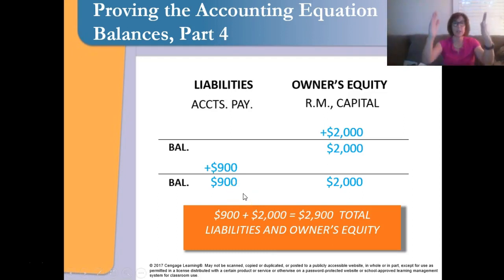Now we're going to shift and look at the right side of the accounting equation, which is our liabilities and our owner's equity. We started our accounting period with no liabilities. We then incurred $900 in debt, so we now have a $900 balance in our liabilities. And our owner's equity started out as $2,000, and it's still $2,000. We haven't touched it. So if we add our liabilities and our owner's equity together, we get $2,900.